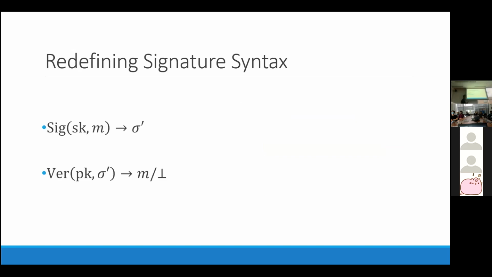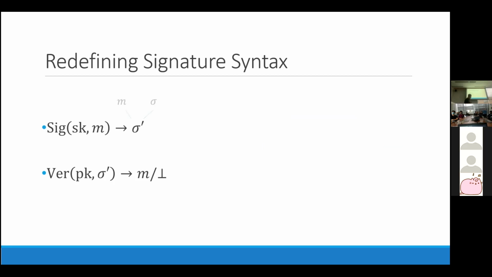So here we abuse syntax and redefine the signature syntax a little bit. Now when you're signing a message using the secret key SK, imagine that you get a large signature sigma prime, which embeds the original message in there. So it's a signature together with the original message. Then when you're verifying, all you need is just a single signature sigma prime. If it verifies, it gives you the original message. If it doesn't verify, it tells you that it doesn't verify.